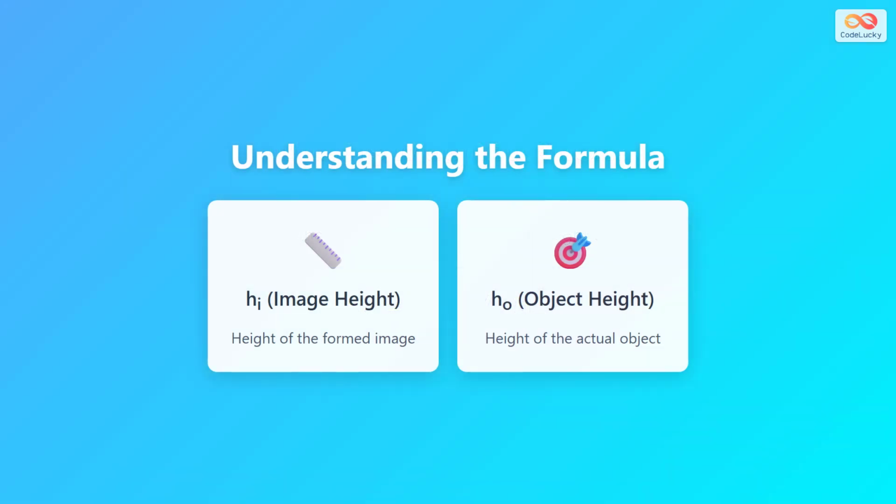Let's break down the components of the magnification formula. Hi, or image height, refers to the height of the formed image. This is what we see after light interacts with a mirror or lens. Ho, or object height, is the actual height of the original object. By dividing the image height by the object height, we get a number that describes the relationship between the two.